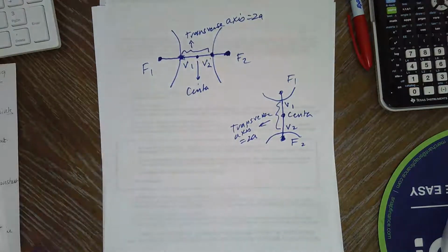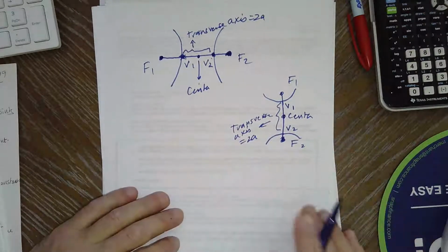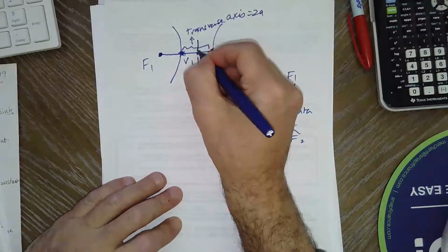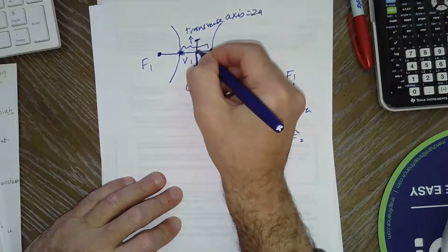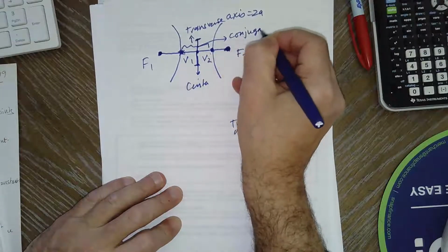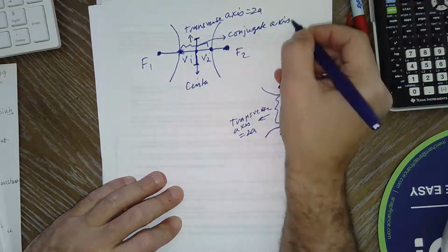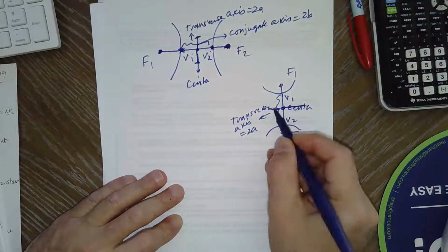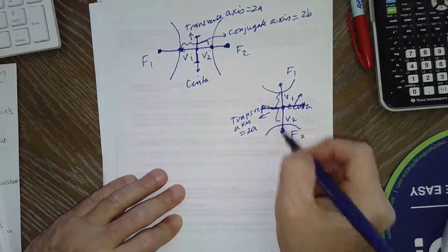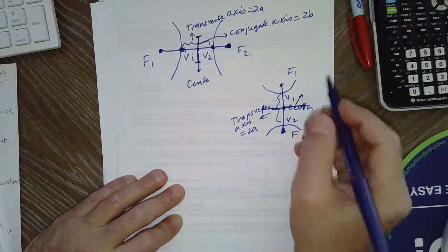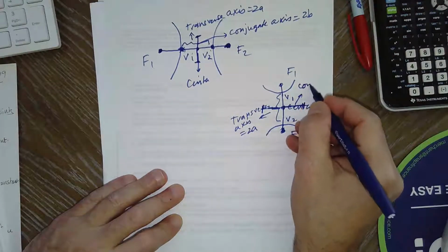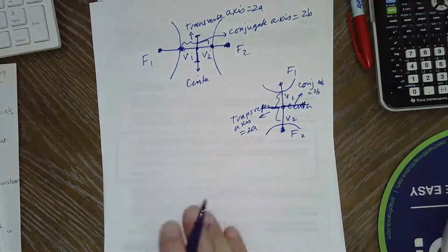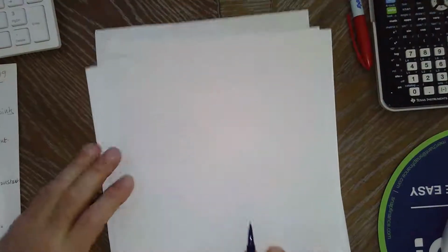The conjugate axis is the line segment of length 2b through the center, perpendicular to the transverse axis. It doesn't have to be smaller; it could be equal to or greater than the transverse axis. This is called the conjugate axis, and its length is 2b.